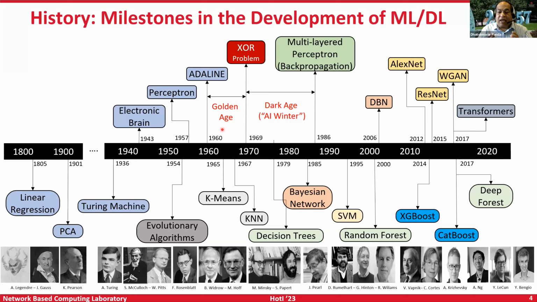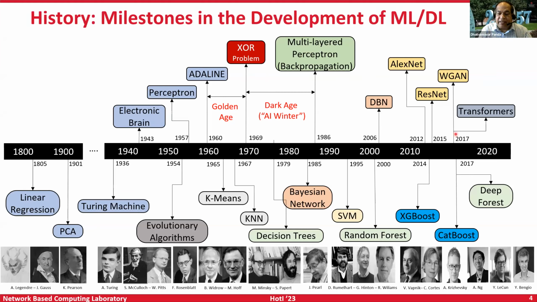But the sad part was that there was not enough computing power to validate those kinds of algorithms, to validate the solutions. So that's why this period is something like a dark age. People call it an AI winter. People had ideas, but they were not able to validate them.